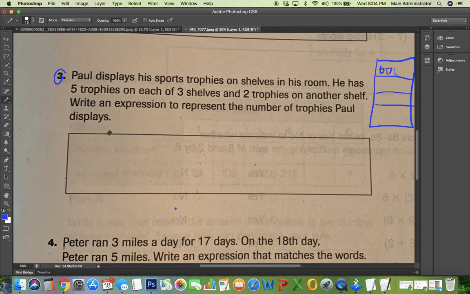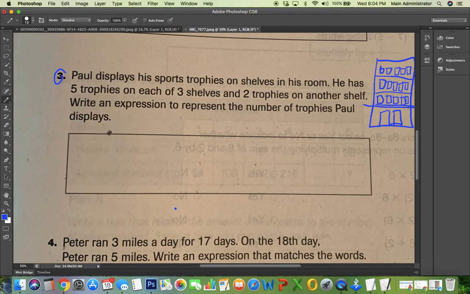1, 2, 3, 4, 5. 1, 2, 3, 4, 5. 1, 2, 3, 4, 5. Okay, those are my trophies. They're lovely. And 2 trophies on another shelf. Here's his last shelf. He's got 2 big old trophies, maybe. Write an expression to represent the number of trophies Paul displays.